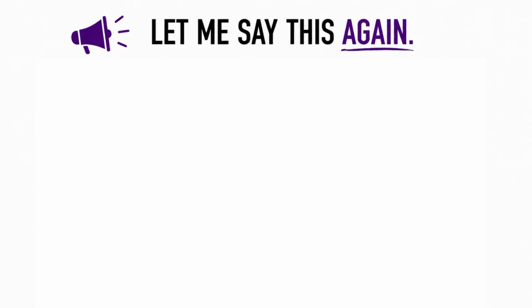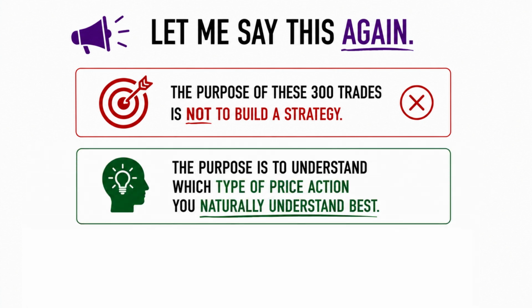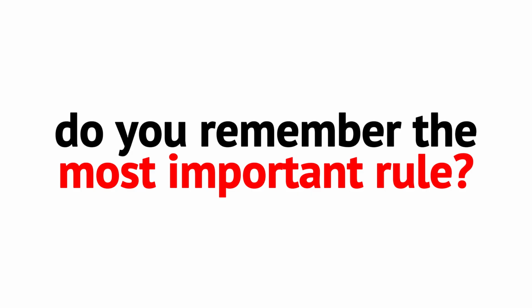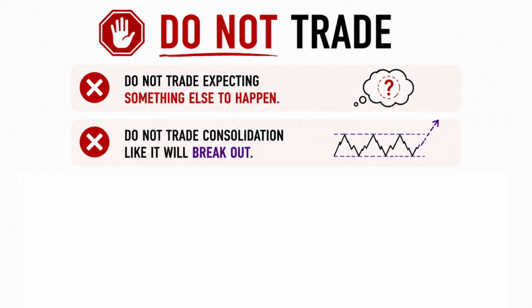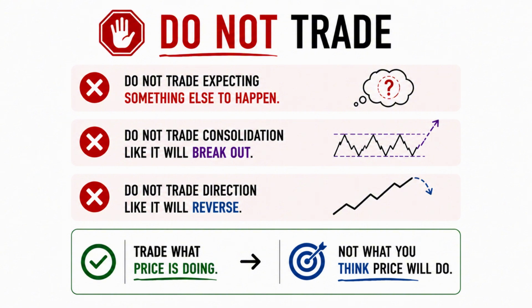Let me say this again. The purpose of these 300 trades is not to build a strategy. The purpose is to understand which type of price action you naturally understand the best. Rules will come later, but you must remember the one rule: do not trade expecting something else to happen. Do not trade consolidation like it will break out. Do not trade direction like it will reverse. Trade what price is doing, not what you think price will do.